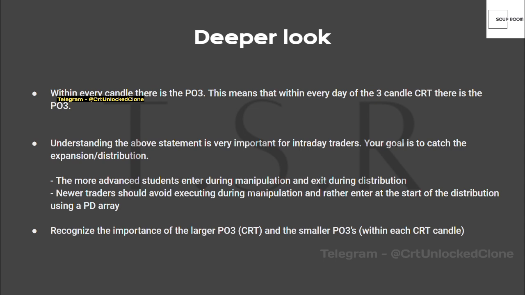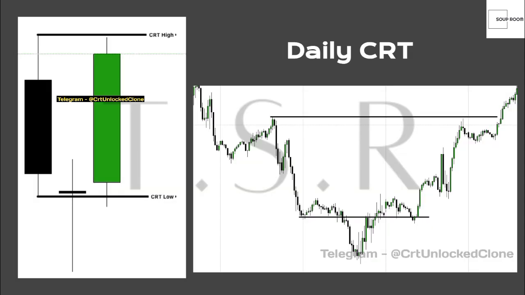Recognize the importance of the larger PO3, the PO3 controlling the CRT, and then the smaller PO3s. These are within each CRT candle. So now you have two things on your mind. You have the larger time frame CRT. For example, we are on a daily time frame. You expect price to expand upwards. Taking a look at this example, you expect price to expand upwards with the third candle.